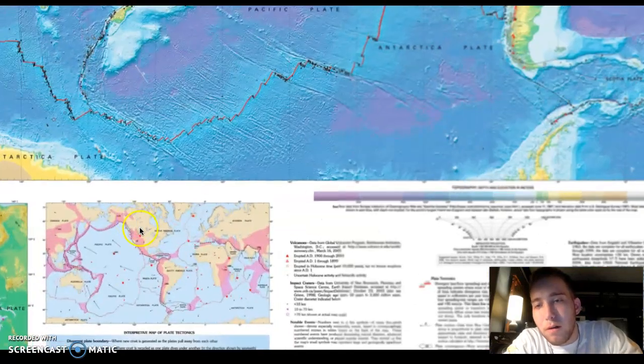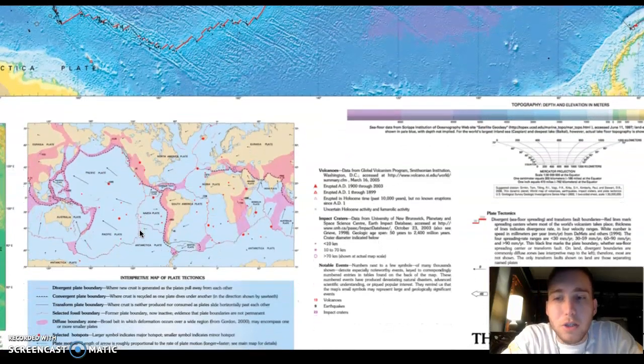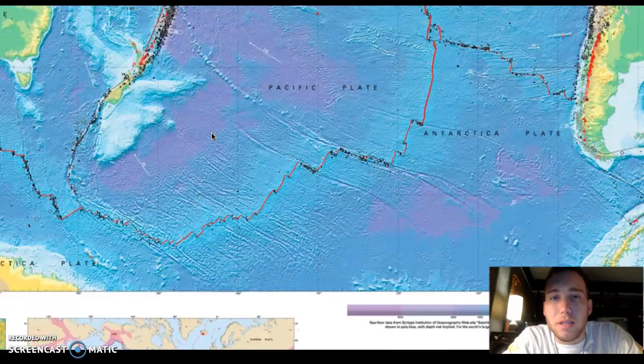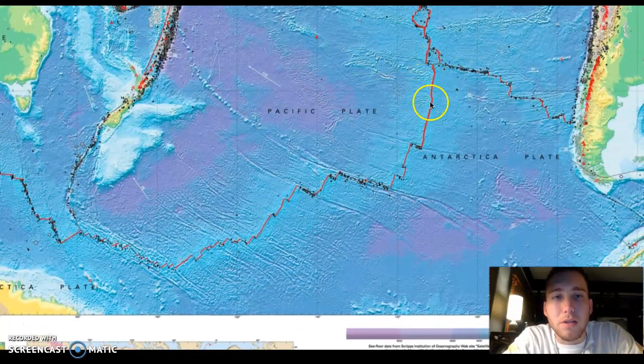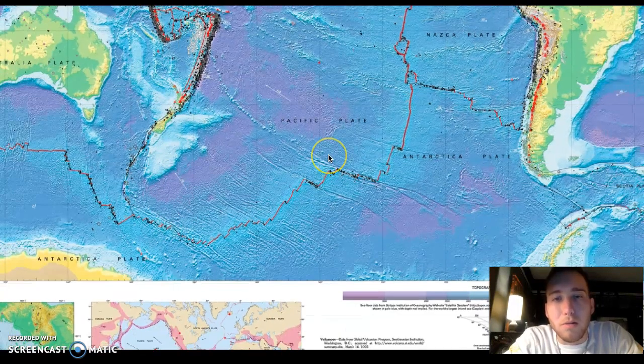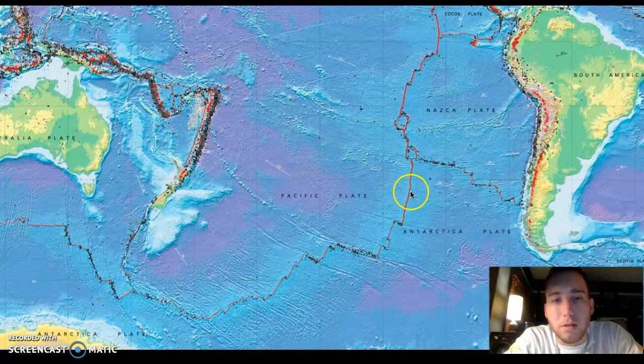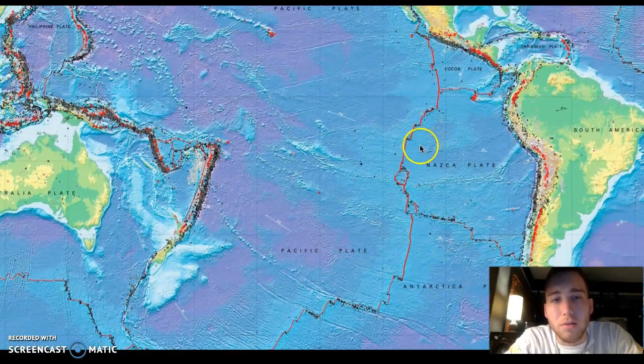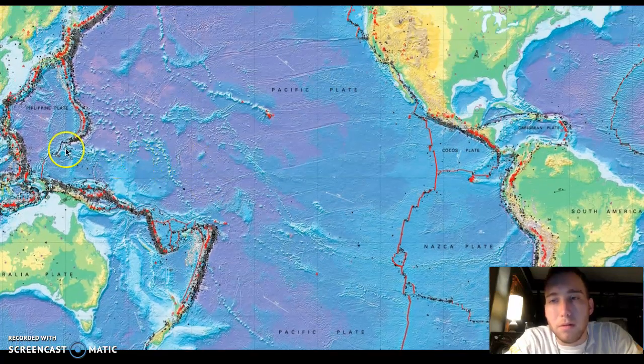So what we're going to start off with are divergent plate boundaries. These are known as where new crust is generated as the plates pull away from each other. On this map, we'll see these are all around here. So this is the Pacific plate. You see it right here, just going down, and how it kind of surrounds the oceanic crust. You got the Nazca plate, the Antarctica plate. It just surrounds all these plates and kind of separates them into different groupings.